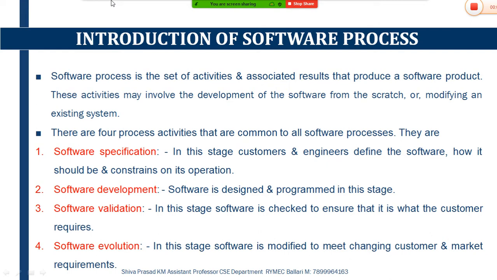The first activity here is software specification. See, software specification will tell you what type of product we are going to develop in future. Software specification speaks about what type of software product you are going to develop in the upcoming stages or upcoming activities.